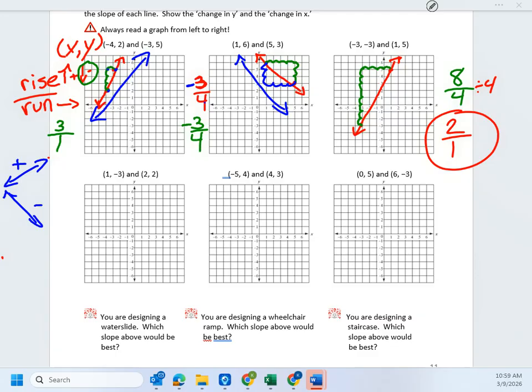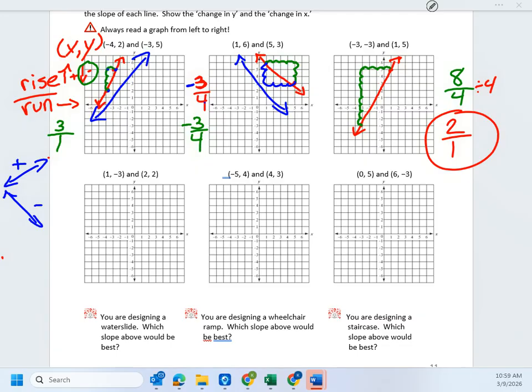Really, truly think about, am I counting it correctly? Going from the left point to the right point. Is it a positive or negative? And did I simplify? When you are finished, most of us are done with the Khan Academy. We got that done on time, yay, thank you. Except for if we were ill, make sure we get it done.